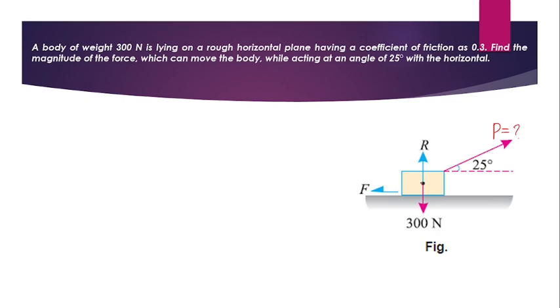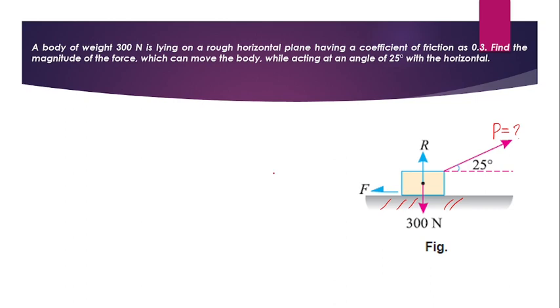We can say that there must be a normal reaction from this surface. The surface is horizontal, that means the normal reaction must be vertically upward. And the weight of the body is always vertically downward, and we can represent the frictional resistance like this.